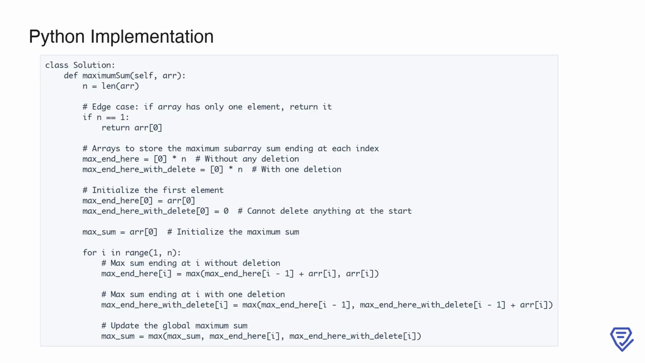We also initialize a variable max_sum to the first element of the array, which will track the global maximum subarray sum as we iterate through ARR. Then, we enter a loop starting from index 1 and calculate the maximum subarray sums for each position. For max_end_here, we take the maximum of either extending the previous subarray sum with the current element or starting fresh with the current element. For max_end_here_with_delete, we consider two cases, either skip the current element entirely or extend the subarray with a previous deletion. At each step, we compare and update the global maximum, max_sum, to ensure it always holds the highest subarray sum encountered so far.